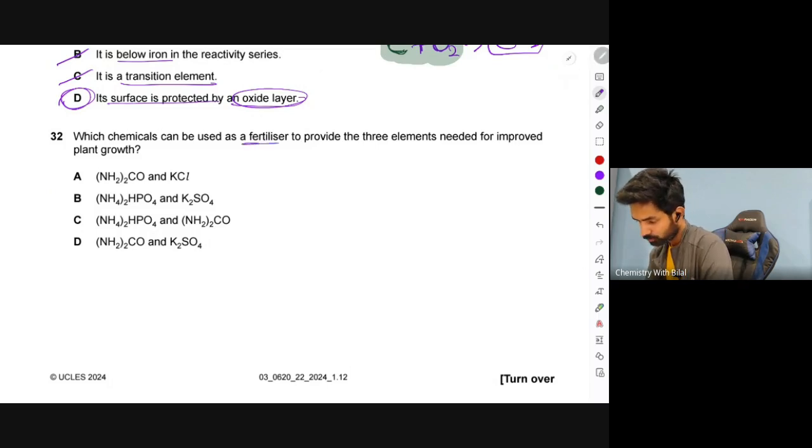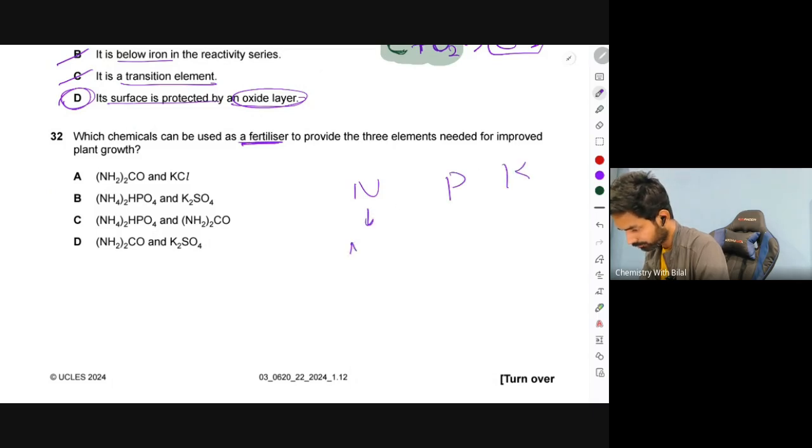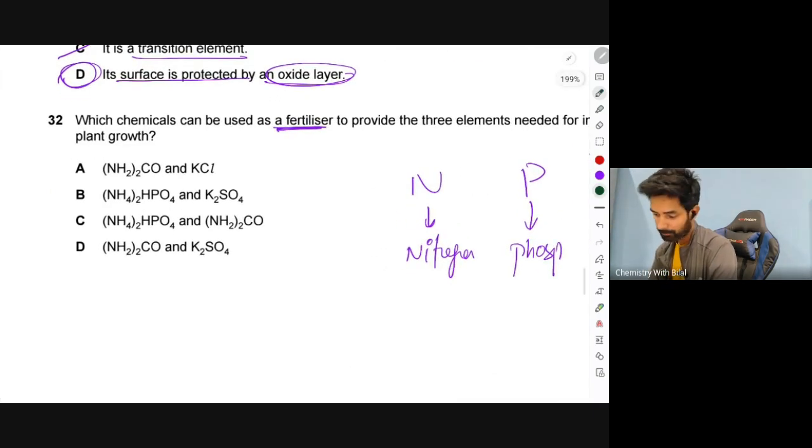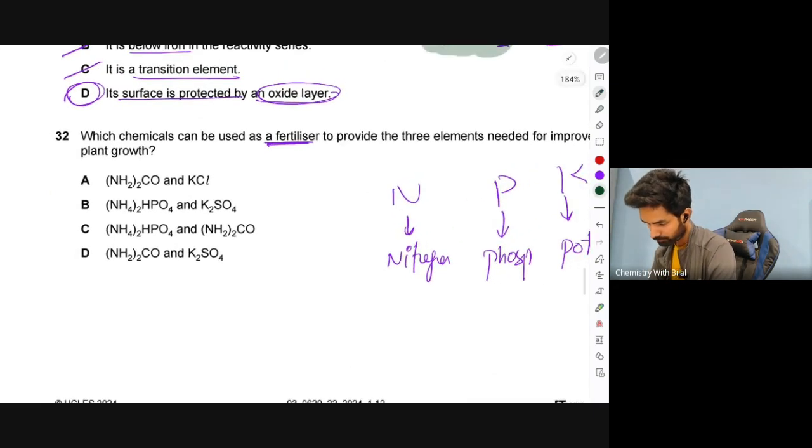Which chemical can be used as fertilizer? For fertilizer we need NPK: nitrogen, phosphorus, and potassium. Right? Okay. So which fertilizer do you think has all three?